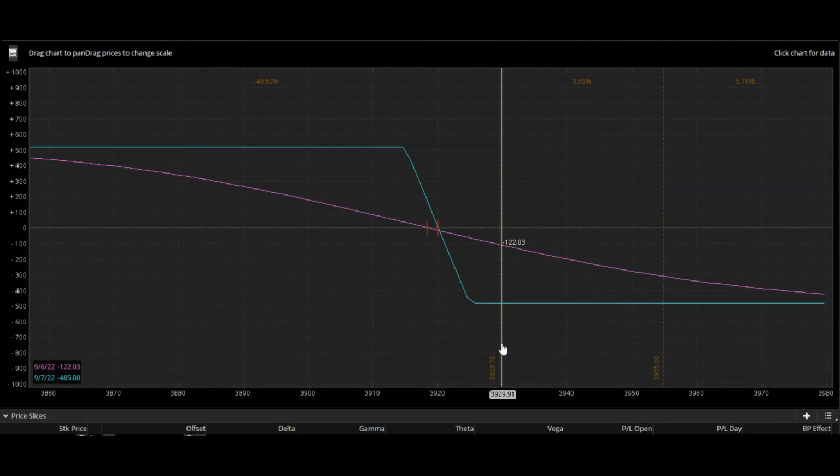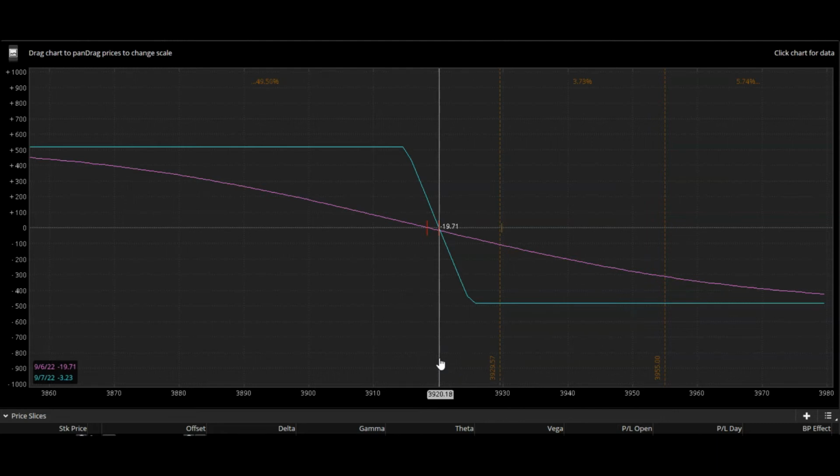So if I was willing to risk, say, $1,000, knowing that this spread will cost me $485, I know that my max size in this trade would be no more than 2 contracts. Planning for full risk, I know exactly how many contracts I should put on.